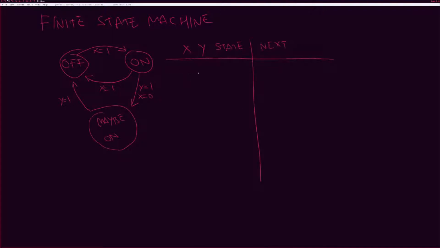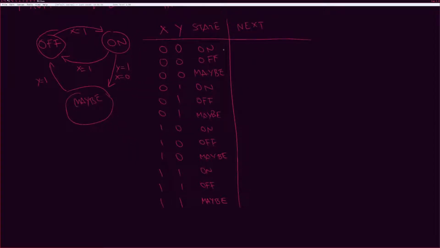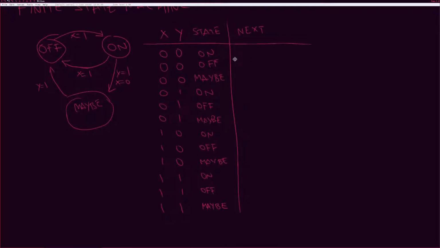Alright, so I've drawn out the appropriate combinations of x, y, and state. As you can see, it gets large very quickly. We've only added a couple of different things here. And now to fill in the next, you can just refer to this diagram over here. It's pretty simple. So 0, 0 on, we don't go anywhere. And 0, 0 off, same deal. And on maybe, same deal, because we need the y to be 1.